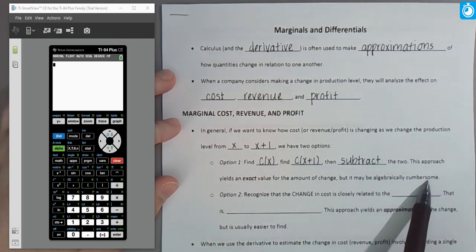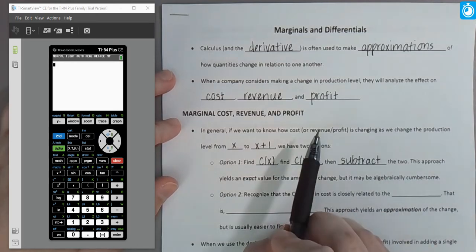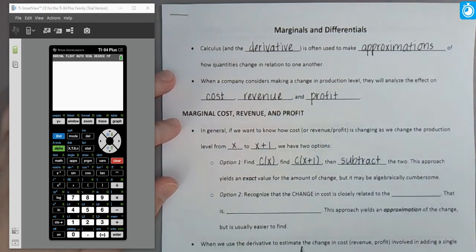But in a lot of cases, it may be really tedious to calculate something like that, particularly if your cost function, or again, your revenue or profit function, is complicated. You're performing a function evaluation twice, and then you're having to do a subtraction, which may be a little bit cumbersome. We have a shorter option that's going to allow us to avoid the algebra that would be required there, something that would be a little bit more straightforward.